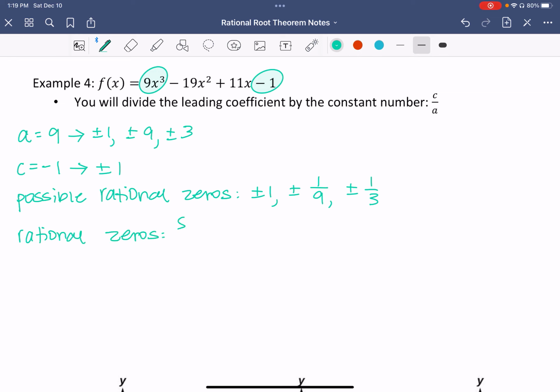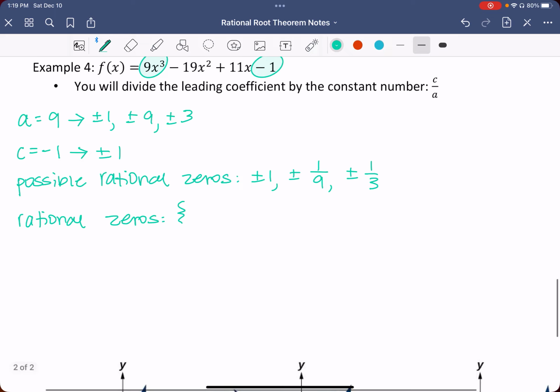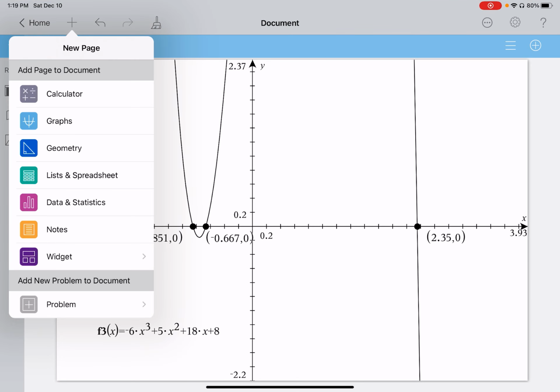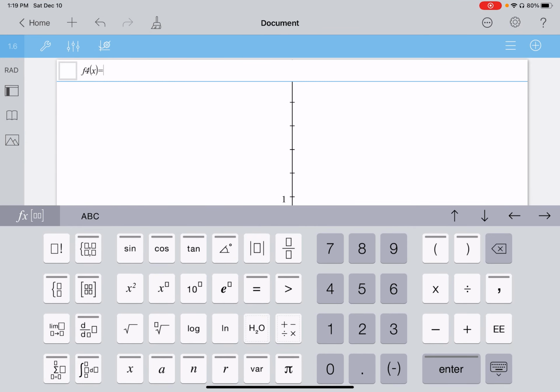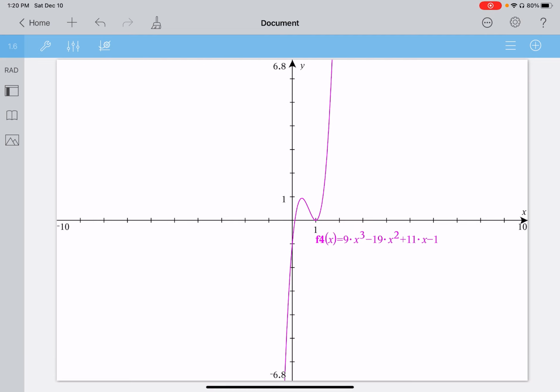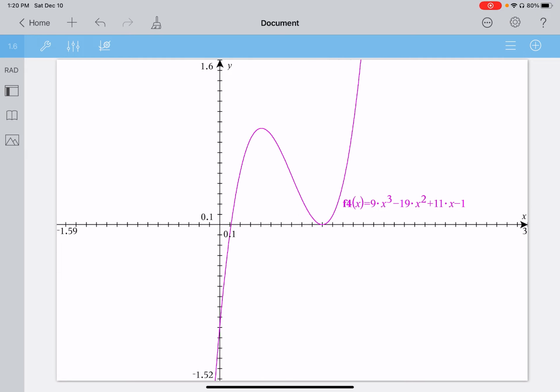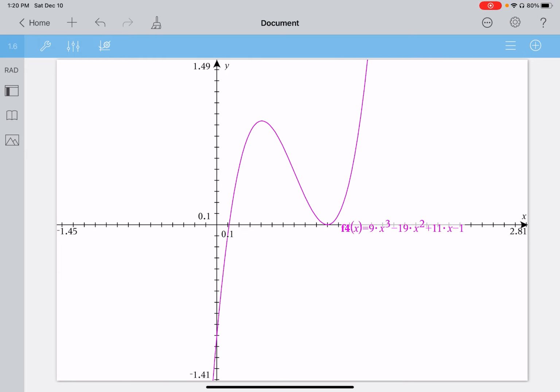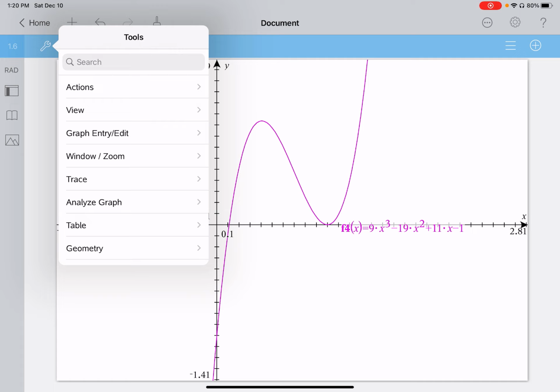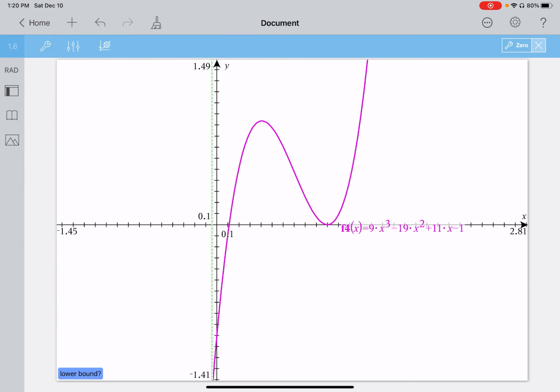Remember, these are in curly brackets. Let's open up a new calculator sheet. Graphing 9x cubed minus 19x squared plus 11x minus 1. Okay, so zoom in a little bit, and this is where you're going to see. So menu, analyze, graph, and then zero for the first one. So the first zero is at 0.111.